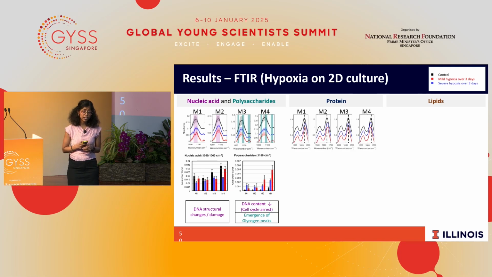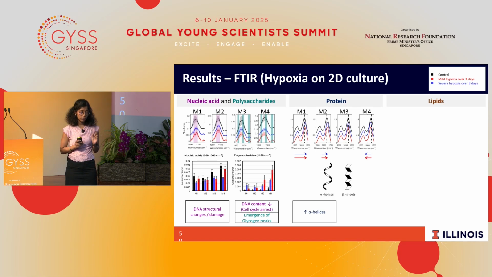Next up, we looked at the protein, and we look at the shifts in these protein peaks, amide 1 and amide 2 peaks, to look at what kind of secondary structural changes happen in these cells in response to hypoxia. So M1 and M2 showed a rightward shift, whereas M4 showed a leftward shift, whereas M3 remained fairly constant. This suggests that M1 and M2 are probably undergoing an increase in alpha helical structures, whereas for M4 there's an increase in beta sheets and aggregates, whereas M3 remains fairly constant, which suggests that maybe they are already adapted in terms of their protein structure to survive hypoxia.